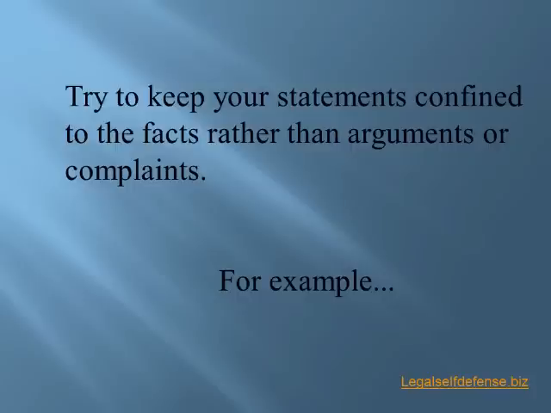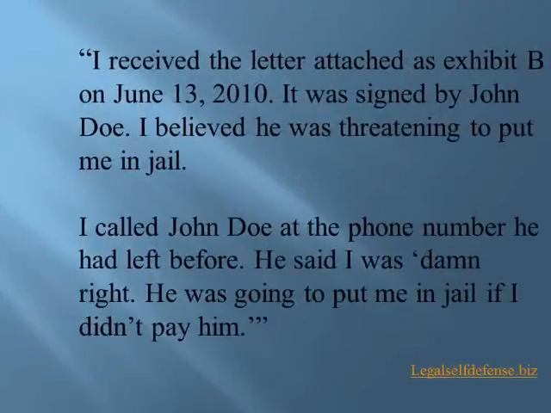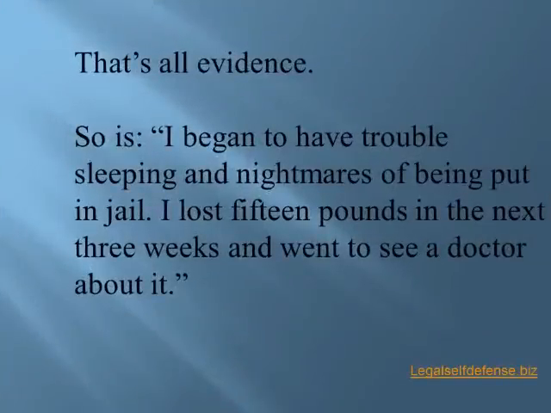For example, you could say, I received the letter attached as Exhibit B on June 13th, 2010. It was signed by John Doe. I believed he was threatening to put me in jail. I called John Doe at the phone number he had left me before, and he said I was damn right. He was going to put me in jail if I didn't pay him. Those statements are all evidence. So is, I began to have trouble sleeping and nightmares of being put in jail. I lost 15 pounds in the next 3 weeks and went to see a doctor about it.